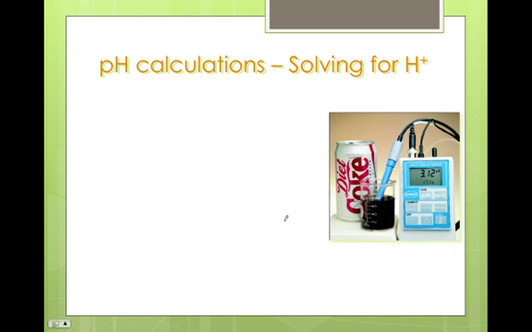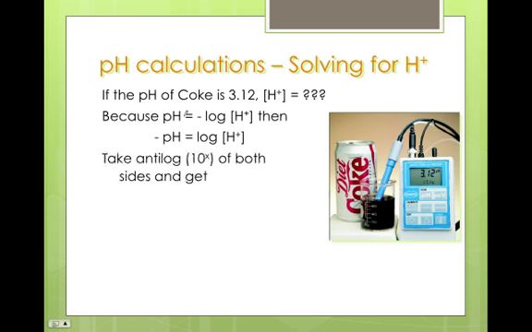We can actually go the other way with this as well. So if the pH of a soda is 3.12, then what is the hydrogen ion concentration? What we want to do is change this equation so that it is solved for H+. And in order to get rid of the log, you actually need to use the anti-log, and because this is log base 10, 10 to the power of the negative pH will be equal to the hydrogen ion concentration for any solution. So if the pH of Coke is 3.12, then all we need to do is 10 to the negative 3.12, and that will be our answer.